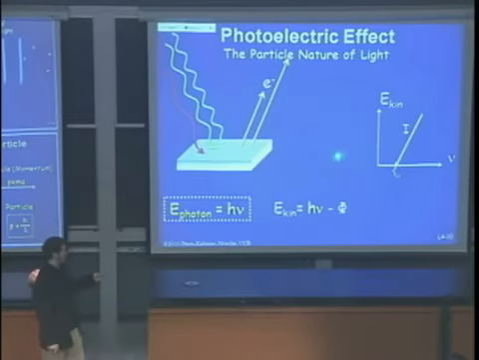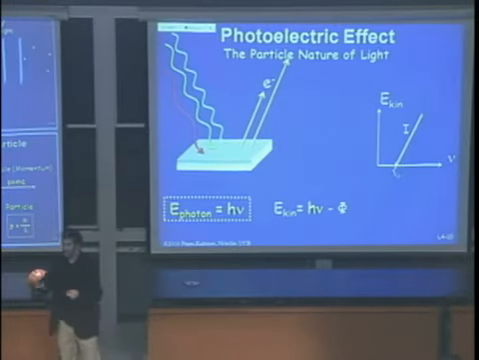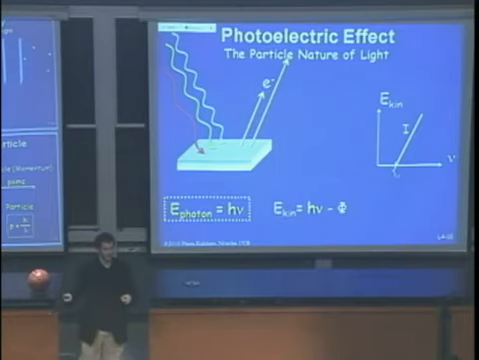Now, this portion here, this amount of energy that you have to put in until you can start to kick off electrons, is called phi, the work function. And that's the energy it takes to remove an electron from the metal. Because we know electrons are negatively charged.